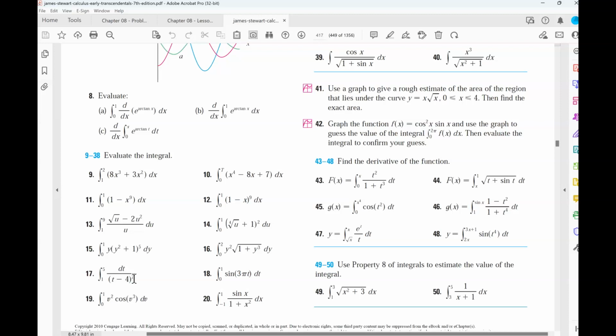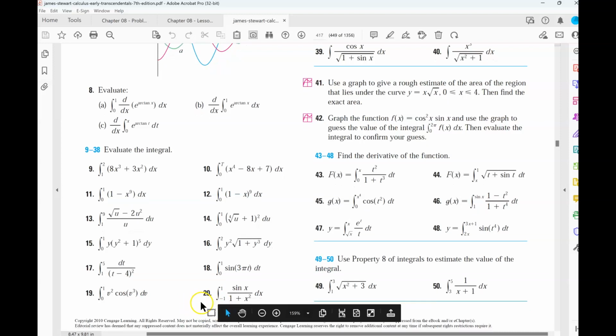Let's see, continuing on here. Where are we at? 18? Okay. Yeah, it's a U subber. 19. Yes. 20. No. What do you do, Victoria? I don't know which one it is, but it's like the one that's an inverse. You just do sine and then you do... No, look at the bounds.